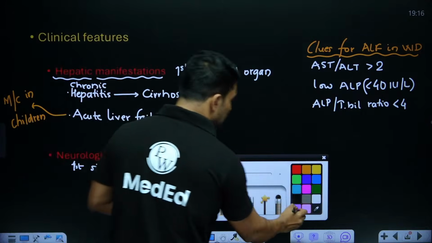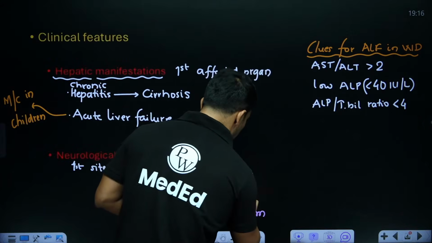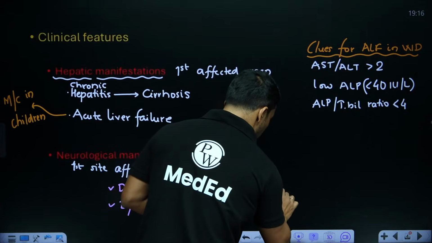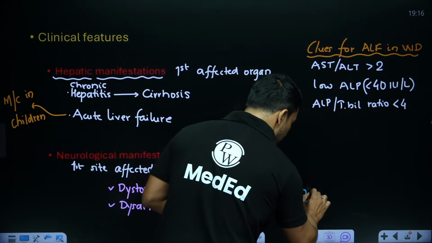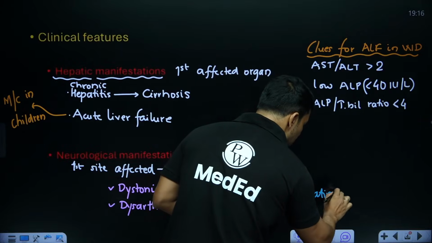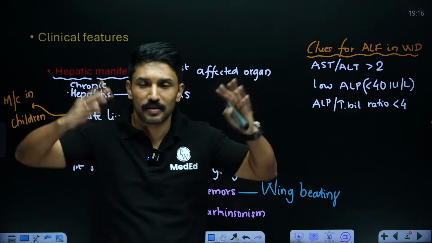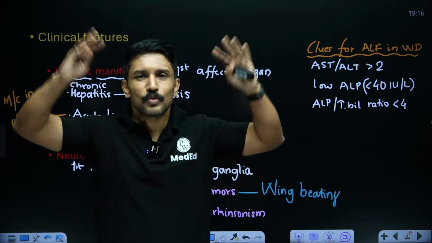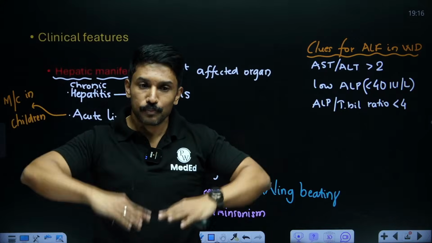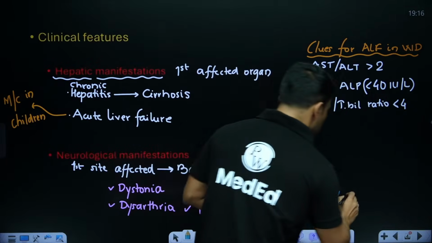And this classical tremor is called wing beating tremor. Why am I calling it wing beating tremor? You just witnessed a video where the person was doing this. It looks like the beating of the wings of a bird. That's why it is called wing beating tremor.